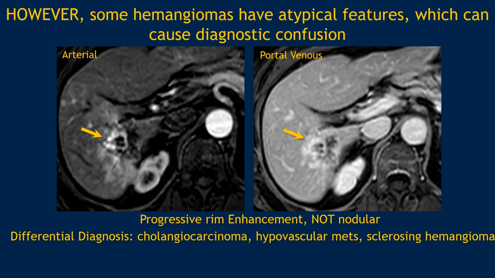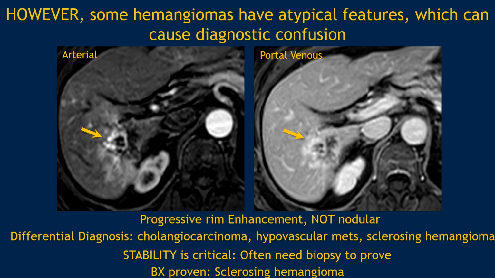In this case, stability is critical. So if you have prior imaging that shows a hemangioma in this place and now it's changing to look like this, you may say it's a sclerosed hemangioma. However, if you don't have a prior study, this is a lesion that you definitely want to biopsy to prove that it's not underlying malignancy. And in this case, this was biopsied and this was a sclerosing hemangioma.